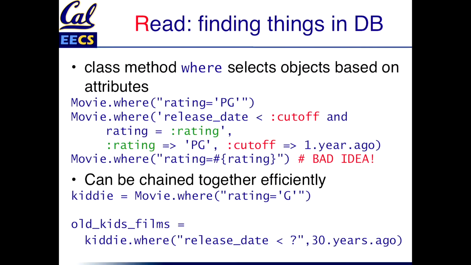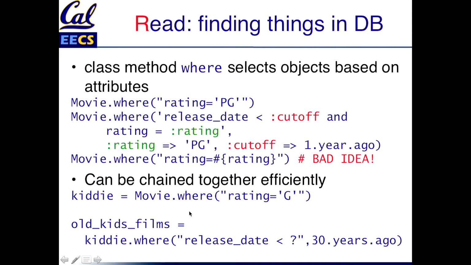It gets evaluated lazily. So that means that I can now say, there's also old kids films, and those are kiddie films where the release date is, let's say earlier than 30 years ago. So what's the impact of these two statements? Well, if query evaluation were eager, or if it were immediate, in other words, if the act of doing movie where actually made a database query happen, then the code that I've shown here would result in 2 queries, one for each of the wheres. But in fact, the code that I've shown here doesn't do any queries at all.